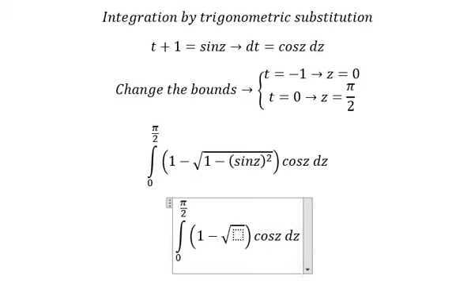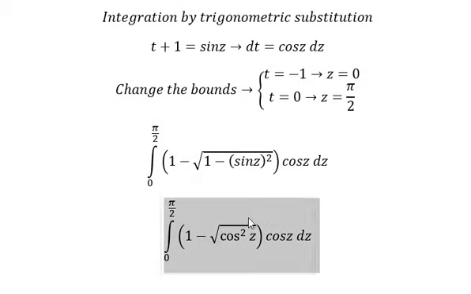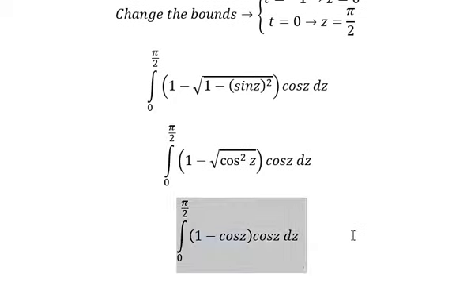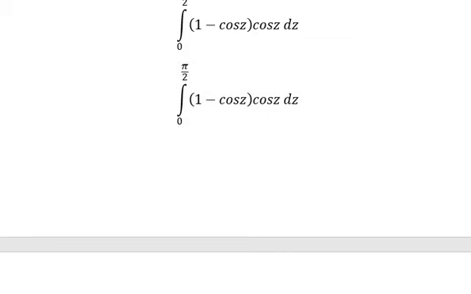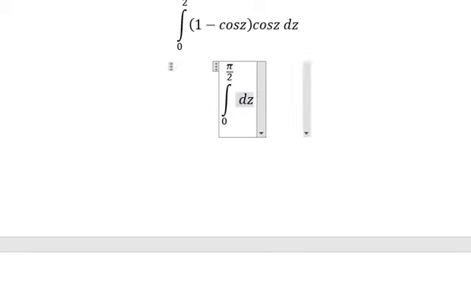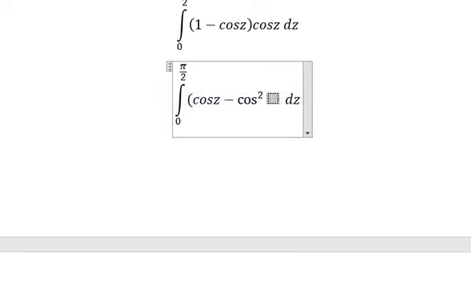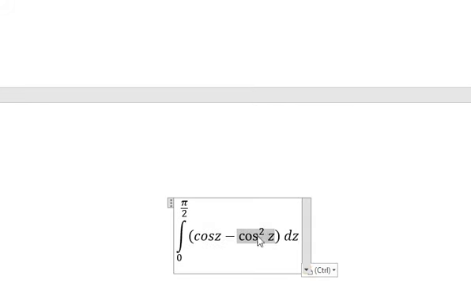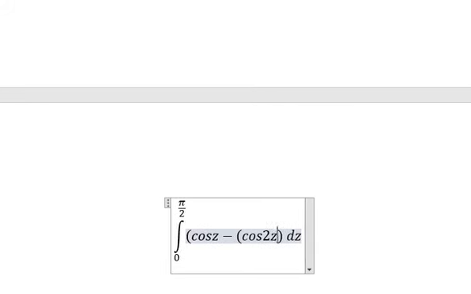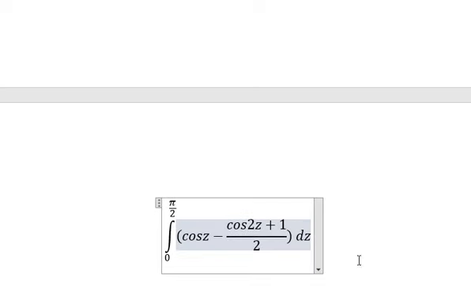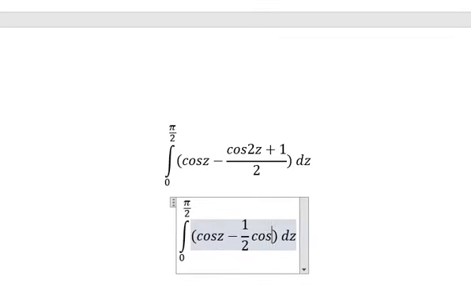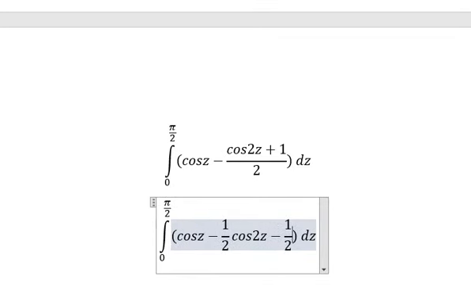This one we get cosine z square. And this one you get cosine z. Cosine z multiplied by number 1 and cosine z, you will get cosine z minus cosine z square. And we know that cosine z square we change for (cosine 2z plus 1) over 2. And we can write it as 1 over 2 cosine 2z minus 1 over 2.